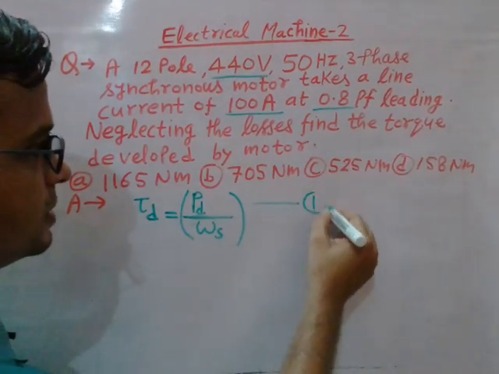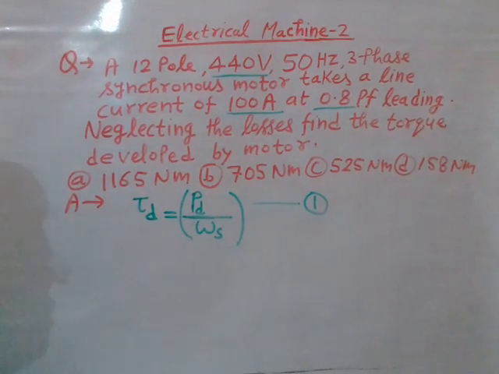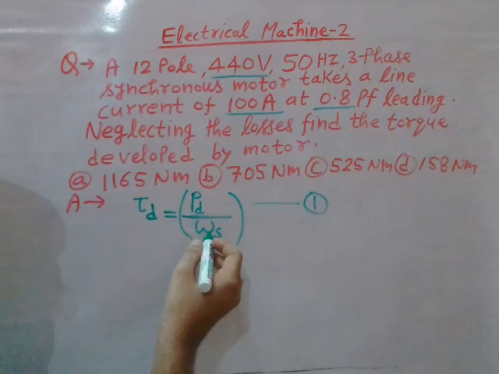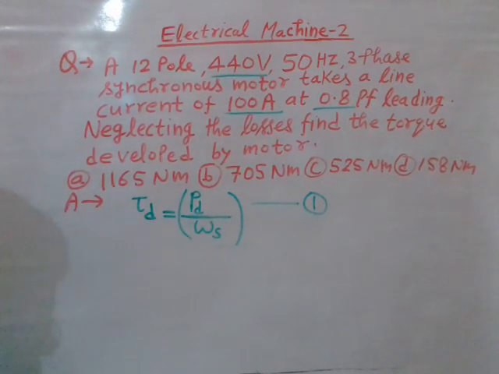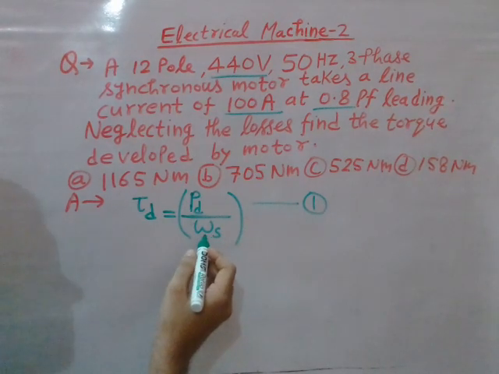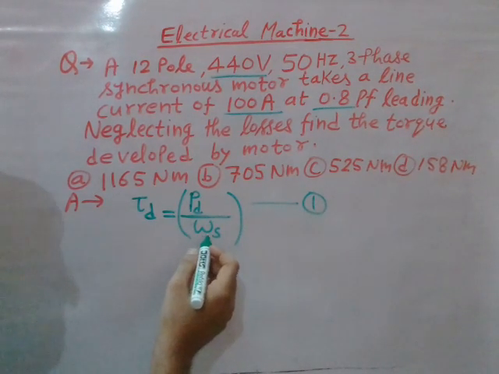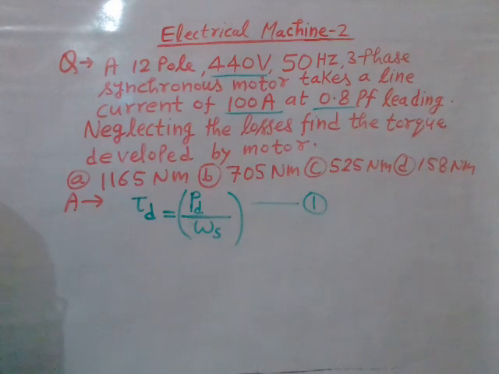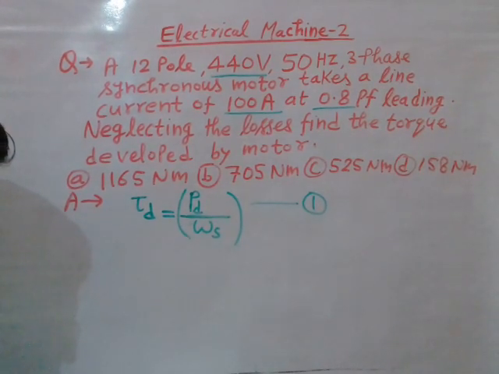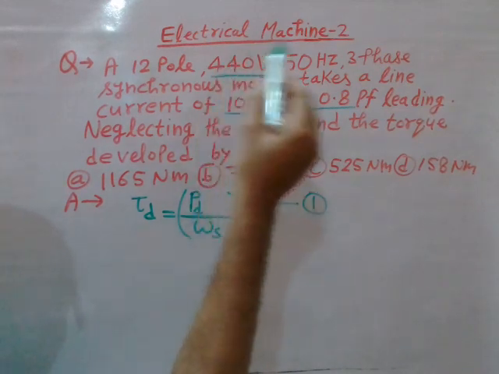So let us suppose this is equation number 1, right? Now your job is to calculate this developed power and the synchronous speed. The developed power is in watts and the synchronous speed is in radian per second. So first of all, let us calculate power. Now see the data which is given to you.